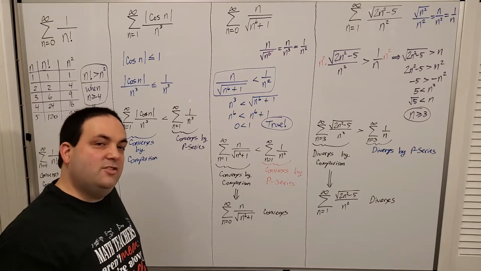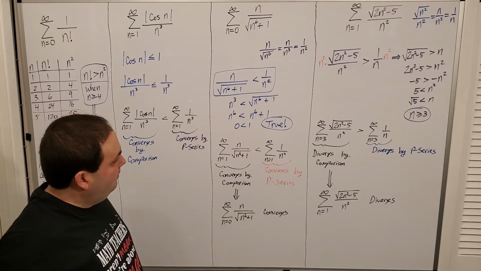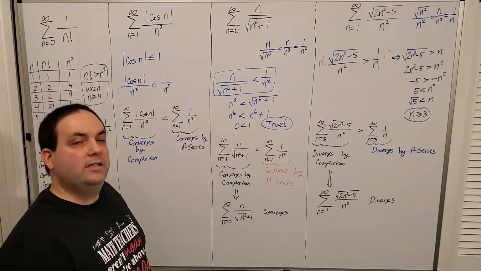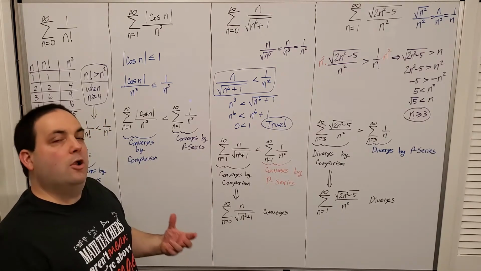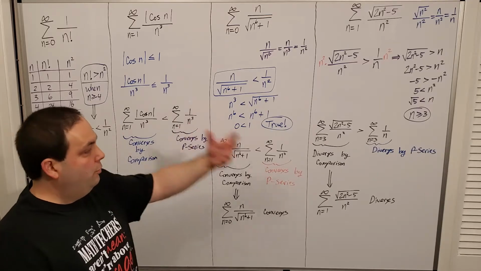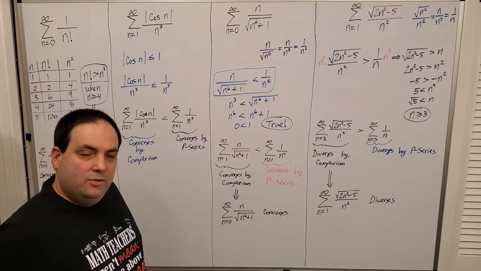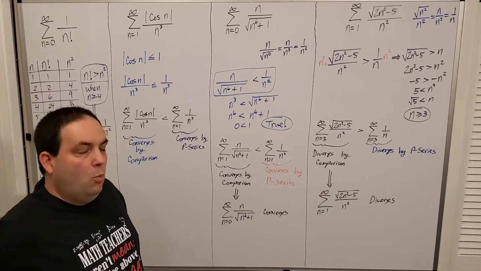Okay? That's direct comparison by using nothing but inequalities to do all of the dirty work, basically, and then just some prior knowledge of either geometric or p-series or something like that to quickly determine what I'm comparing it to.